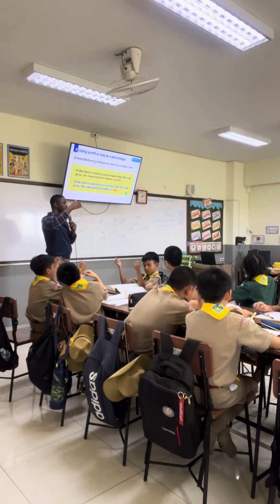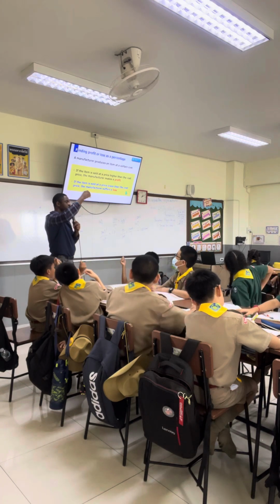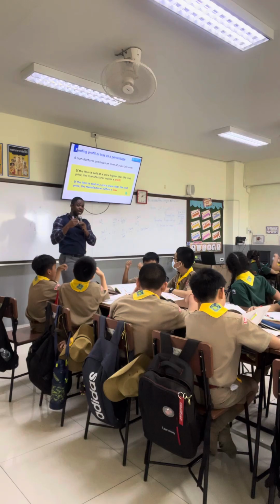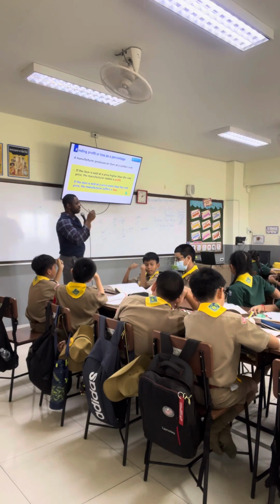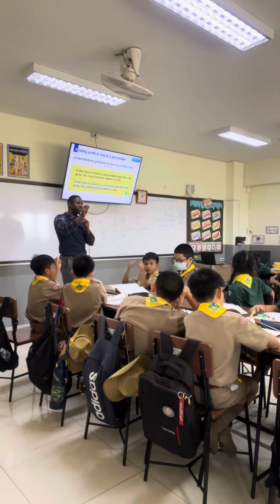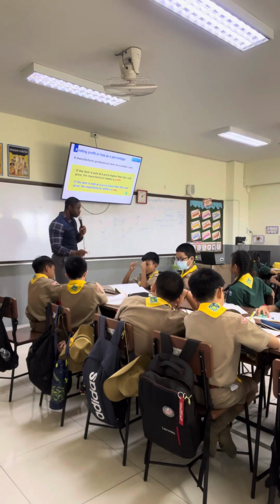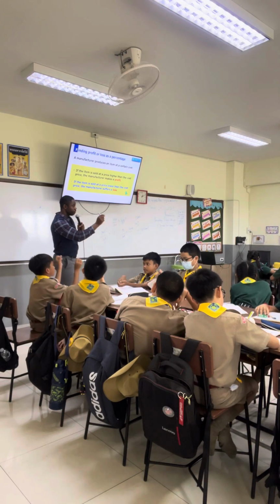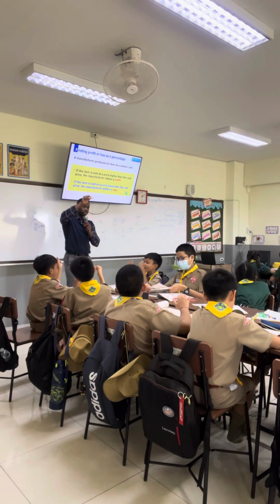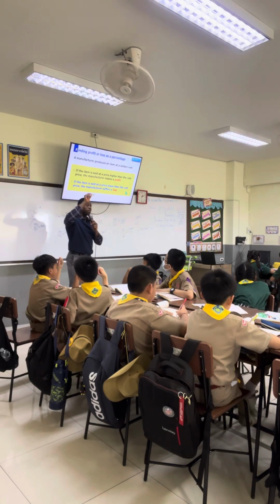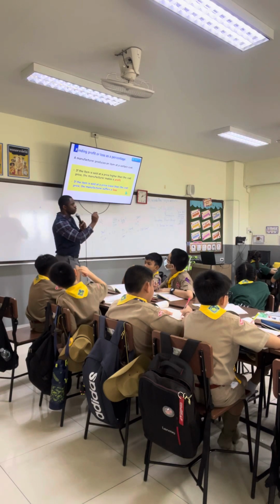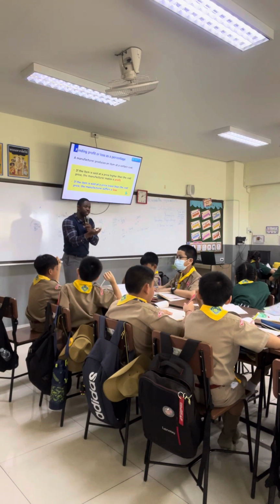Let's say paper sold the scotch tape for 10 baht, making a 15% loss. Remember, paper sold this scotch tape for 10 baht, making 15% loss. The question is, how much did paper buy it?